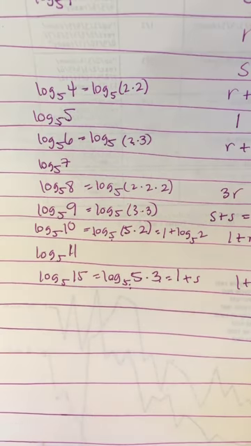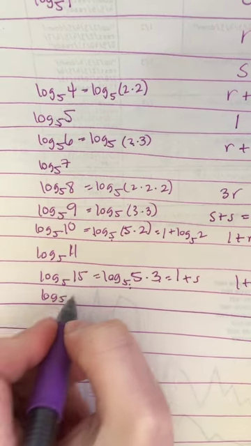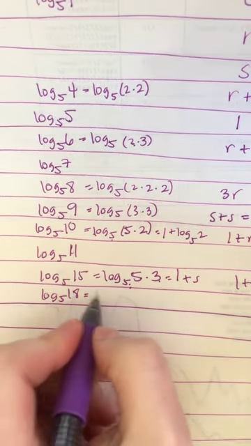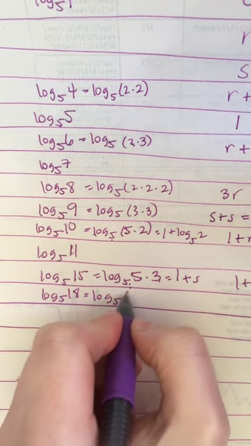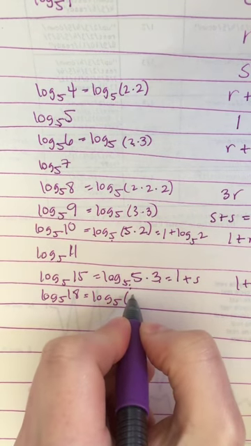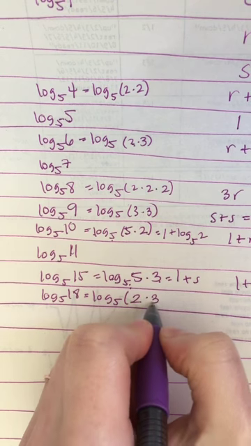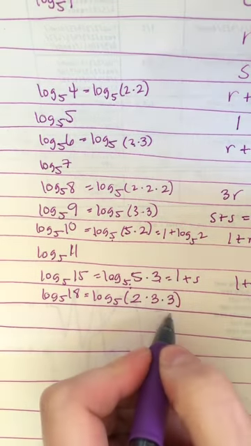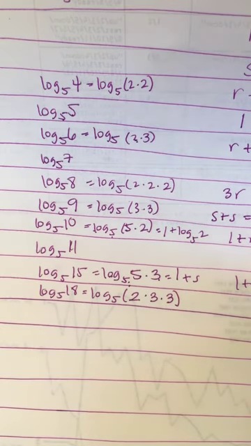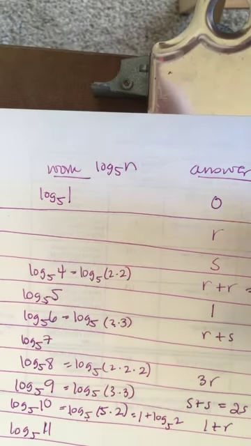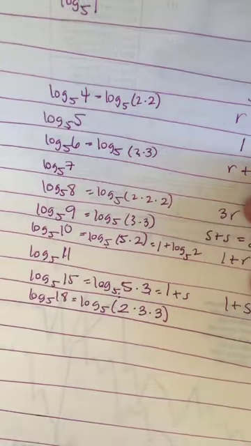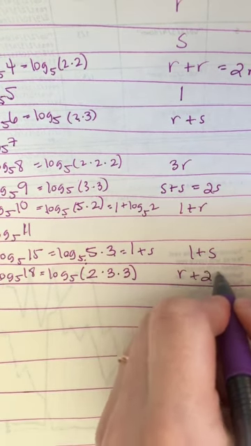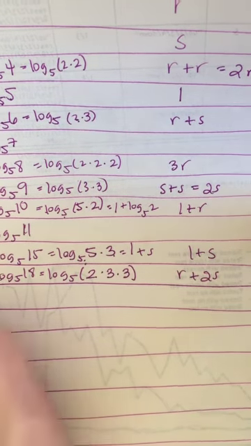Okay, 18. Log base 5 of 18. 18 can be broken down into what factors? It would be 2 times 3 times 3, because it's 9 times 2. Those are the prime factorizations, but they gave us all the prime numbers for 2 and 3's logs, our R and S. So this is going to be 2 S's and 1 R. So R plus 2S, just to be alphabetical.